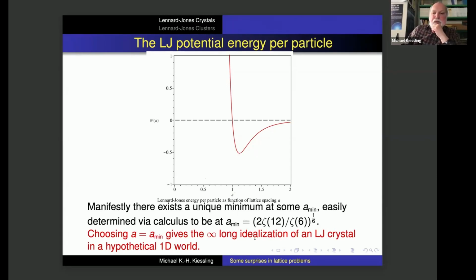Interestingly, the whole expression is proportional to pi, because zeta of 12 is proportional to pi to the 12, and zeta of 6 is proportional to pi to the 6. So you divide, you get pi to the 6 in the ratio, and there's the 1/6 root. So the whole thing is proportional to pi. Anyway, in red, choosing A to be A min gives you the infinitely long idealization. It is 1.19 and so on times pi. I computed that also, but I didn't put it in the slides. It's close to 1. So this gives you, in this toy model, the infinitely long idealization of a Lennard-Jones crystal in a hypothetical one-dimensional world. By world, I mean space. Of course, time is to be added.